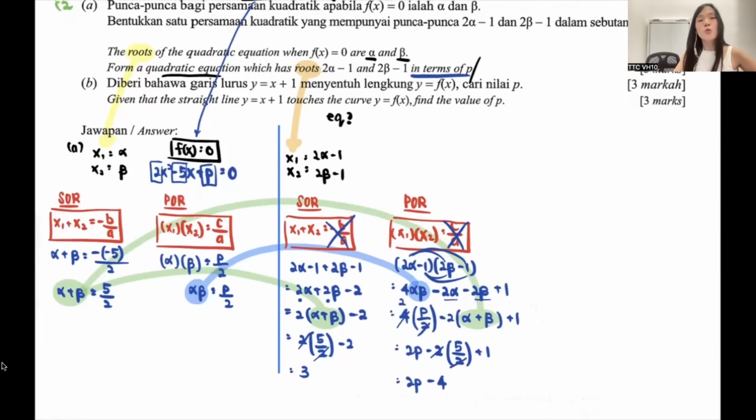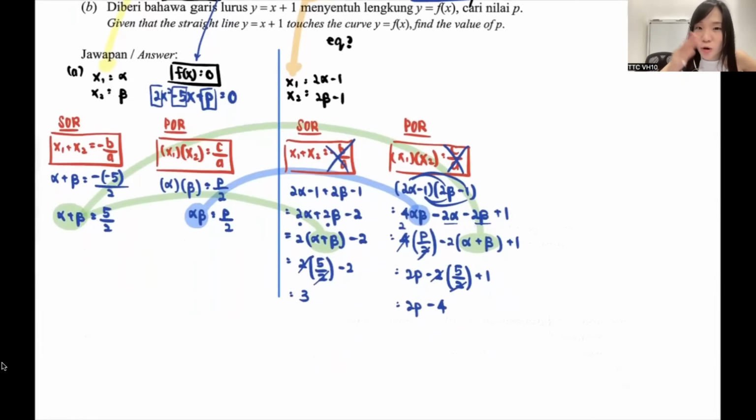I hope you guys know, when they're doing SOR POR, other than SOR POR, there's one more formula. You're only using it when they want to form an equation. And now is the time.